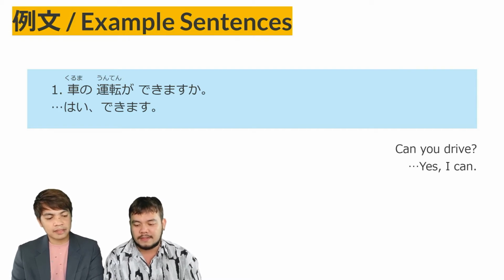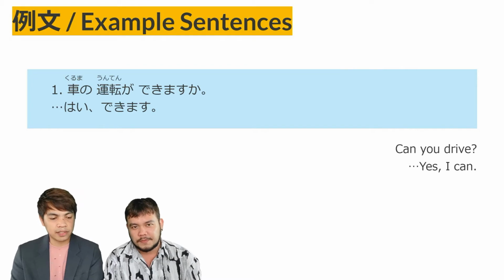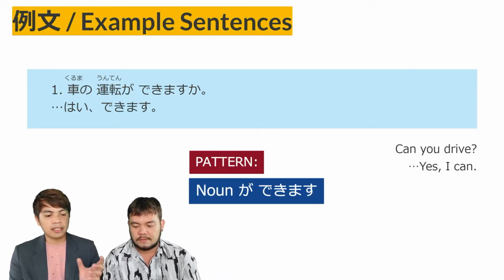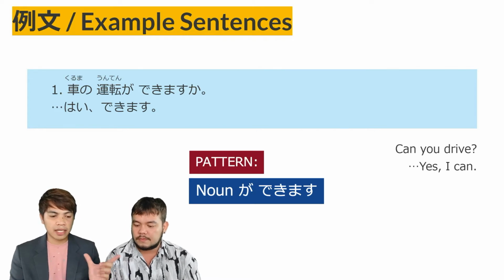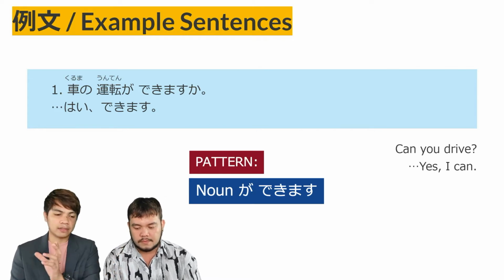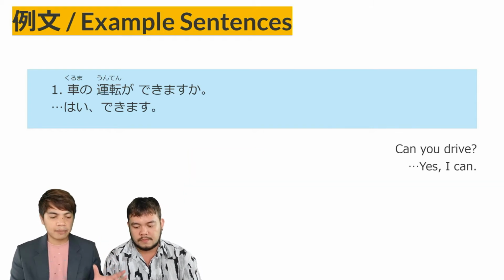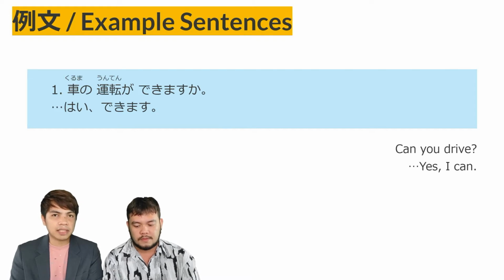Okay, so the first question was kuruma no unten ga dekimasu ka? So the pattern used in this sentence is noun ga dekimasu. Noun ga dekimasu means you can do the noun. The dekimasu means can do. So noun ga dekimasu, add particle ka to make it a yes or no question. He said yes, dekimasu, I can do, or I can.